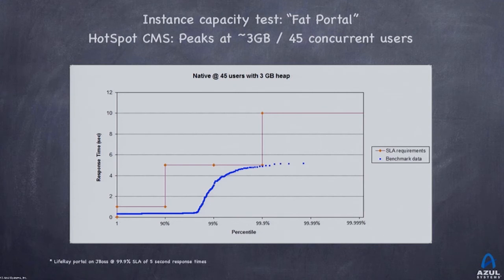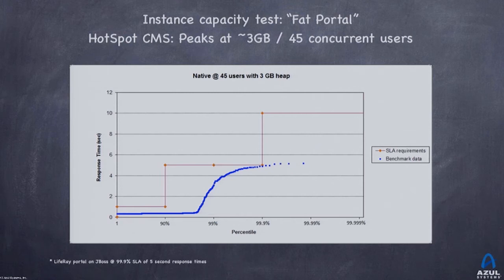And what you're looking at there is a regular HotSpot JVM almost cracking. Right? This passes. It almost cracks at this point. It almost fails the 99th percentile at 5 seconds. If we threw more users on it, it cracks. If we gave it more heap, it cracks. If we gave it less heap, it cracks. So we got it, you know, close.